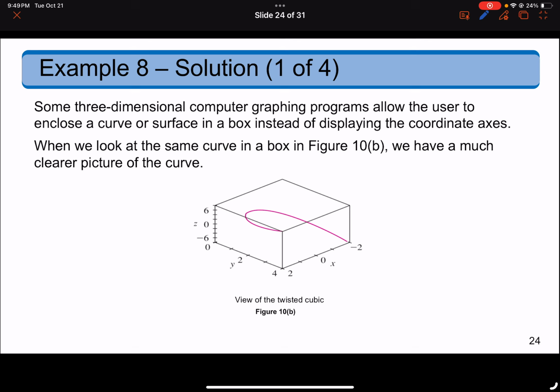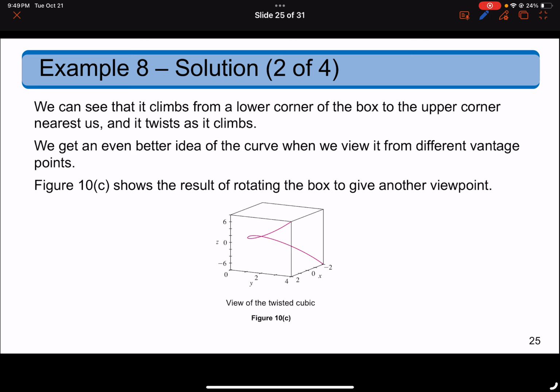Some three-dimensional computer graphing programs allow the user to enclose the surface in a box instead of displaying it in the coordinate axes. When we look at the same curve in the box, we have a much clearer view of the picture. We can see that it climbs from a lower corner of the box to the upper corner nearest us and twists as it climbs.